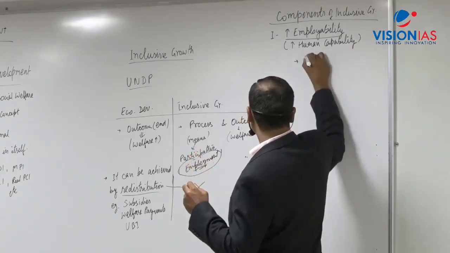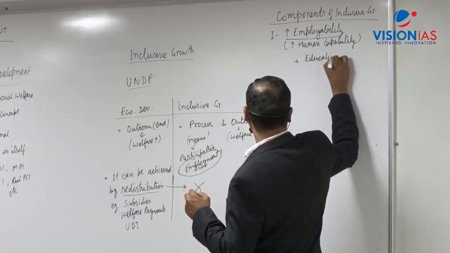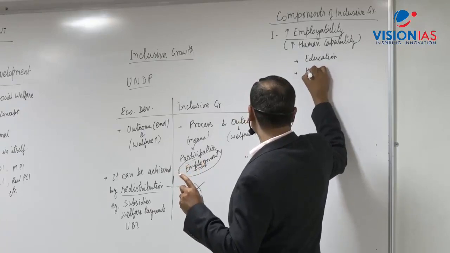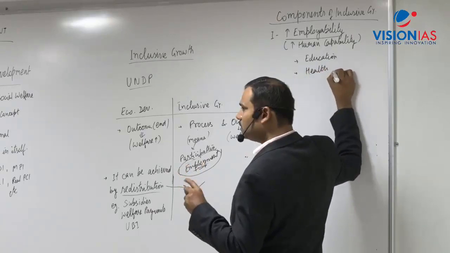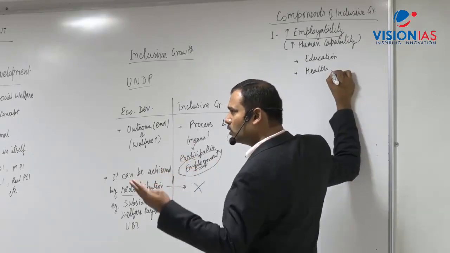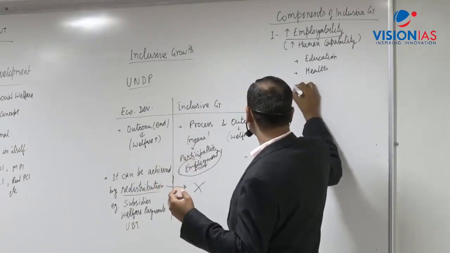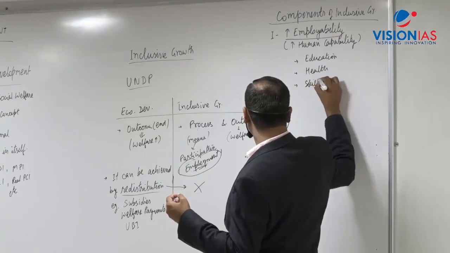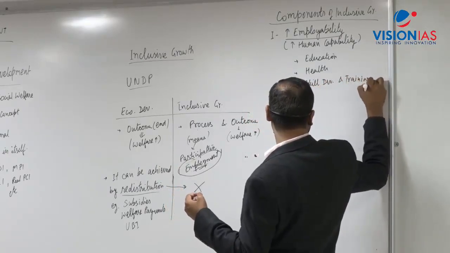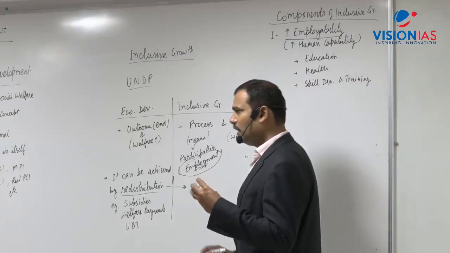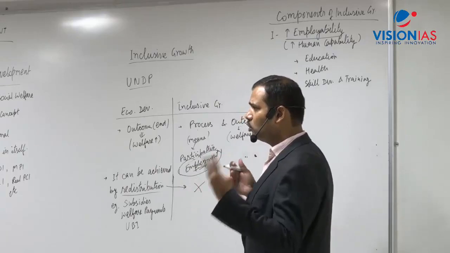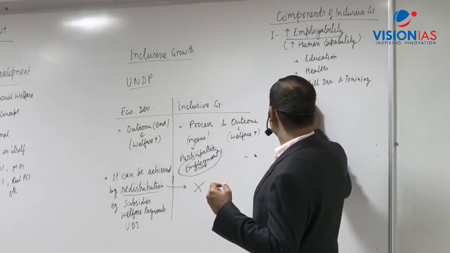Yes, education is needed. Okay, so what we must focus on? Education. Other? Health facilities should be given. People should be healthy, educated, yes or no? Only then they should be able to contribute to production. Other is skill development and training. So we have to enable people to actually contribute, to get a job, to work. Logic is clear?